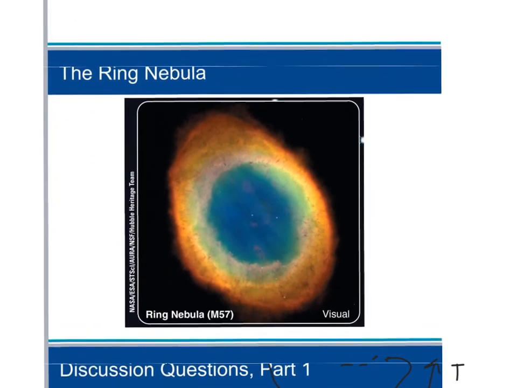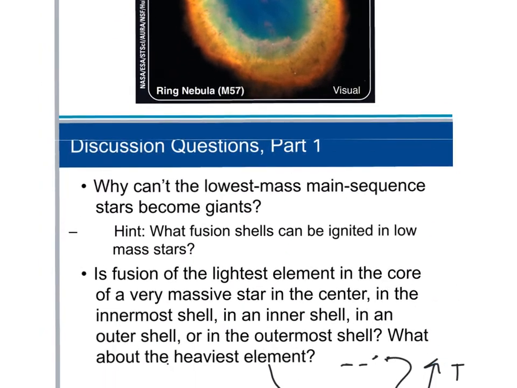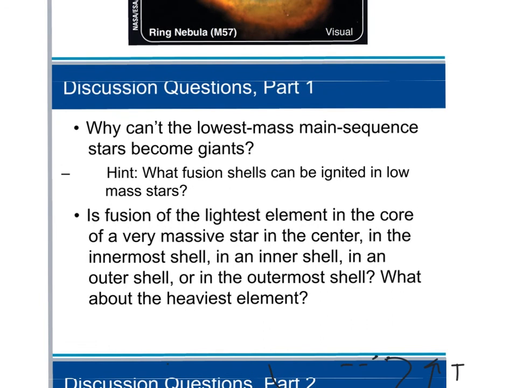So, Ring Nebula, another little picture there of those spectral lines. Don't worry, you don't have to answer these discussion questions. The homework is there for you. But basically, why can't low mass main sequence stars become giants? There's not enough fusion going on. The hydrogen and helium elements aren't prolific enough to make it grow into a giant. And then, is fusion of the lightest elements in the core of a very massive star in the center, in an inner shell, or in the outermost? The later ones are on the outermost, and the heaviest are on the interior.